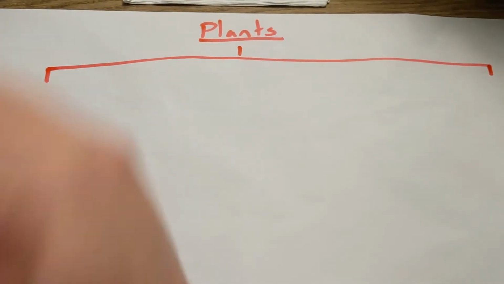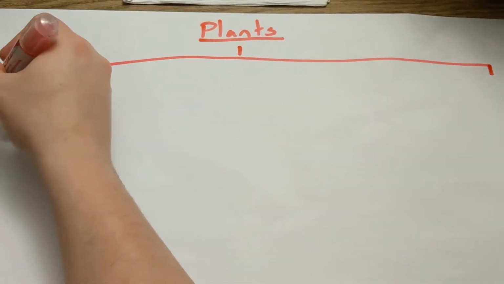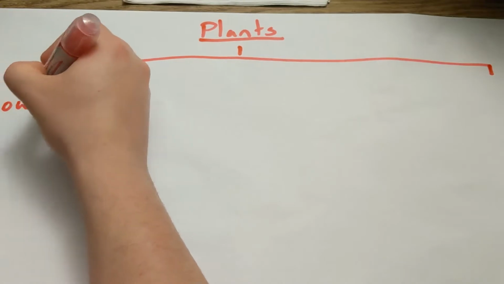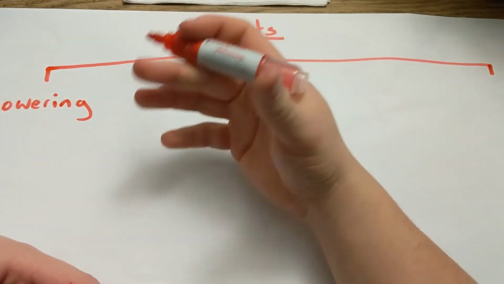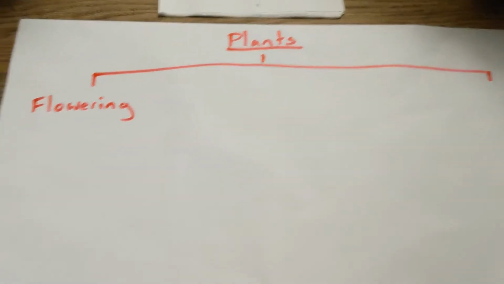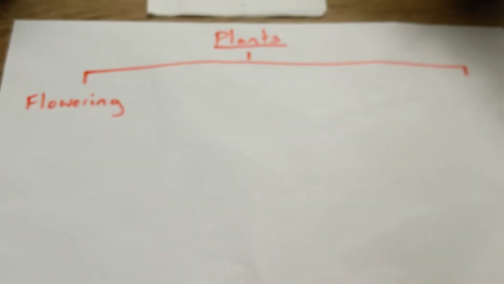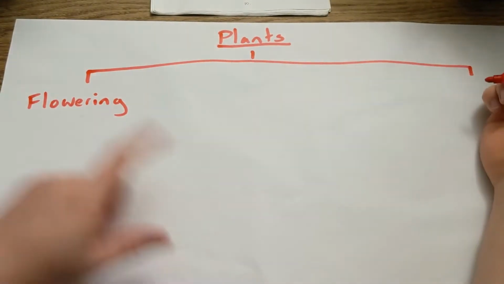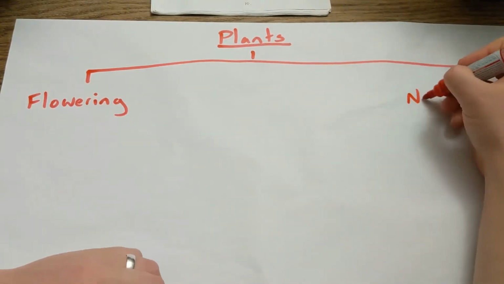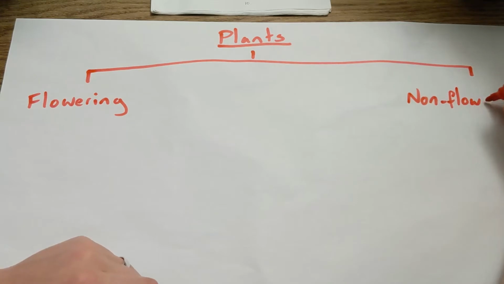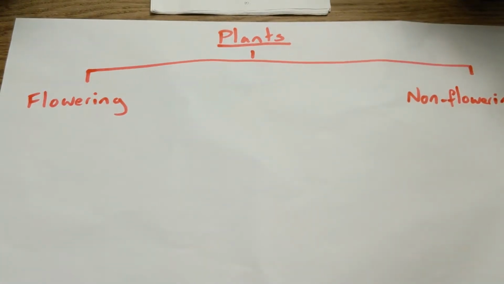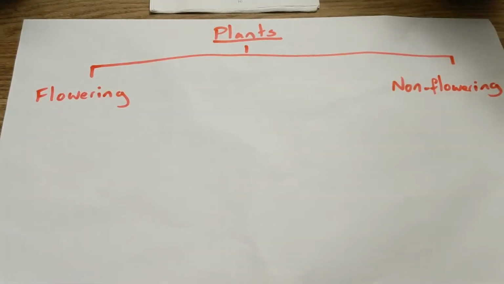And they are flowering. I'm assuming you know what that means. We've got flowering plants, things that get flowers, so roses, daisies, things like that. And then our other type is just the opposite of that, so non-flowering. So this might be things like conifers, lots of trees, maybe some ferns, things like that are non-flowering.